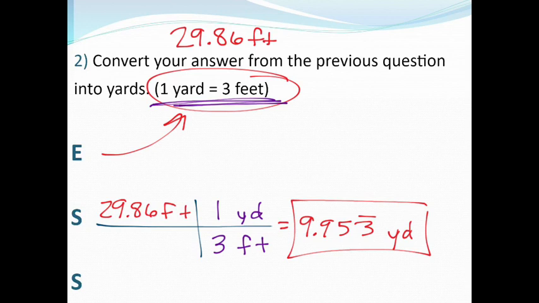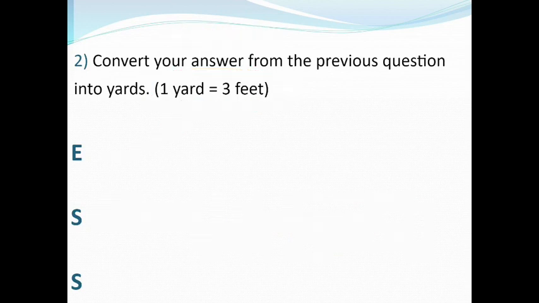Hopefully this isn't feeling too crazy, but once again, come in with questions if you're getting lost and confused in these problems. We're going to do number 3, which is technically question 1 and 2 together. Instead of stopping at feet, we want to turn these 358.3 inches, which is our given, into yards.